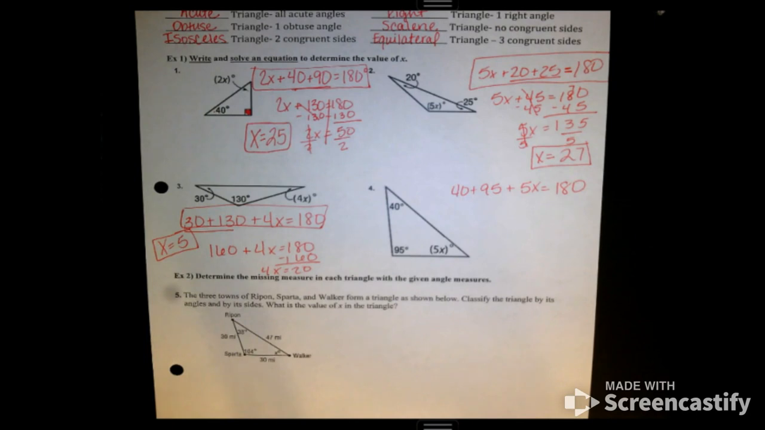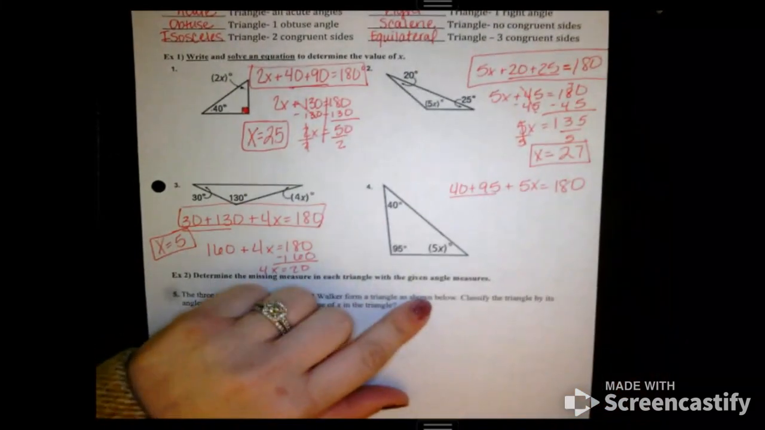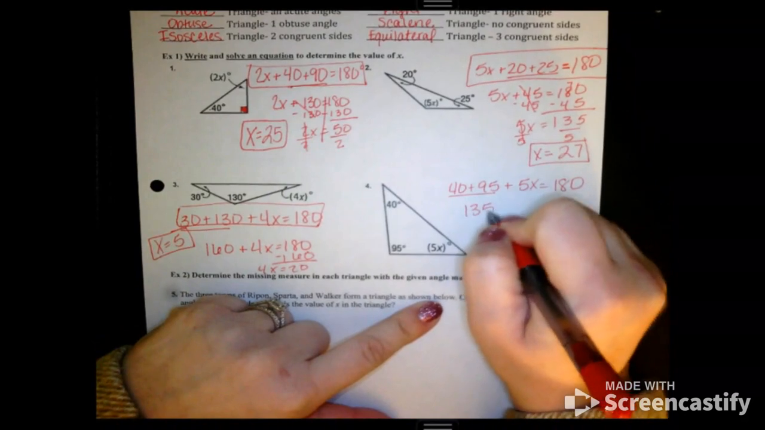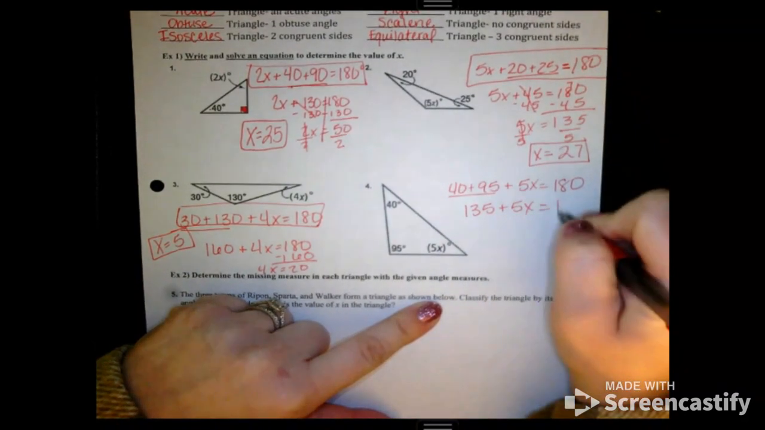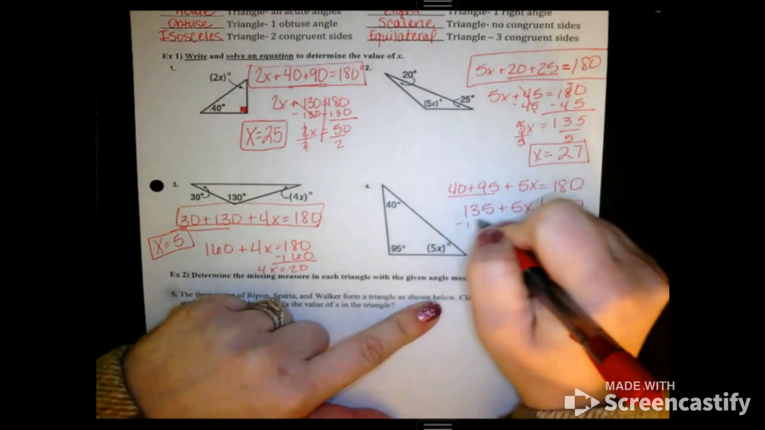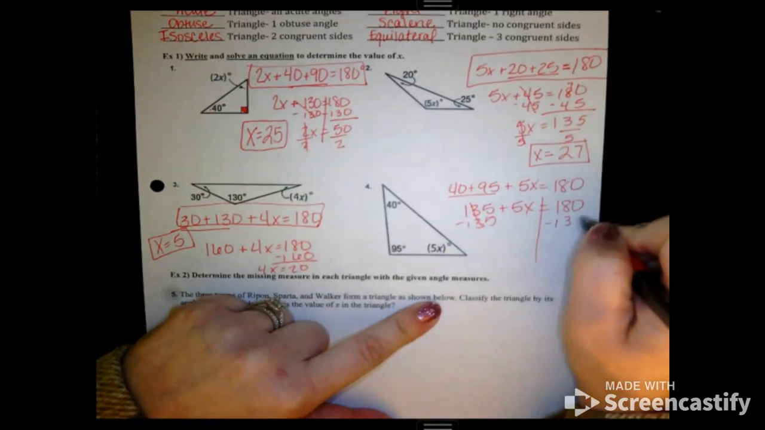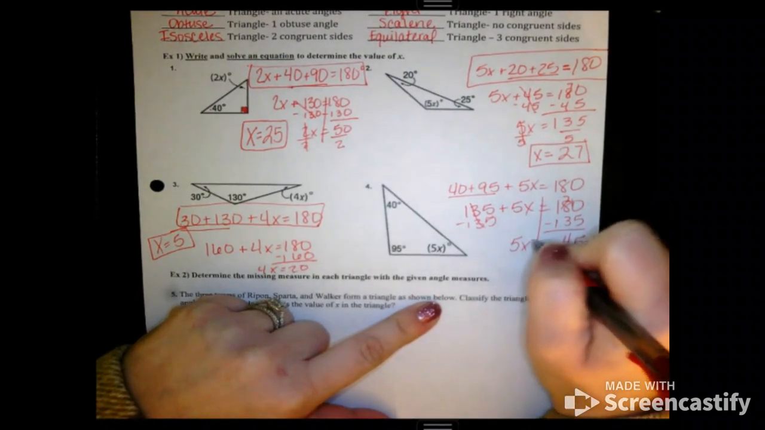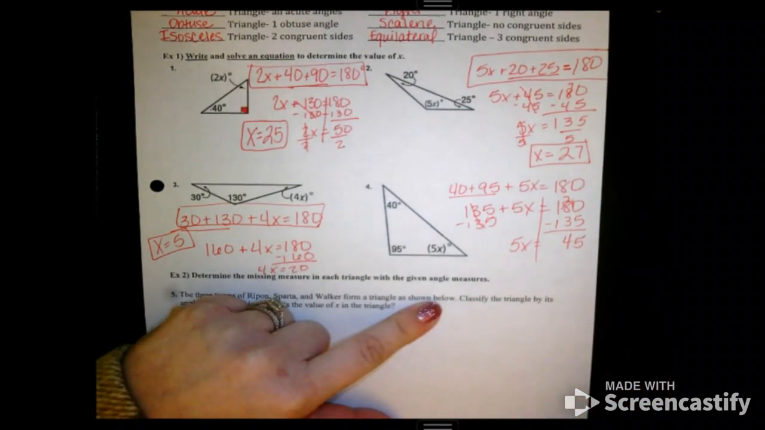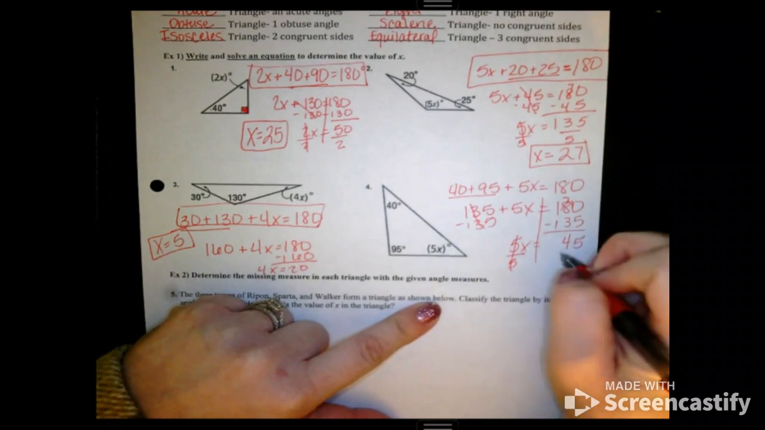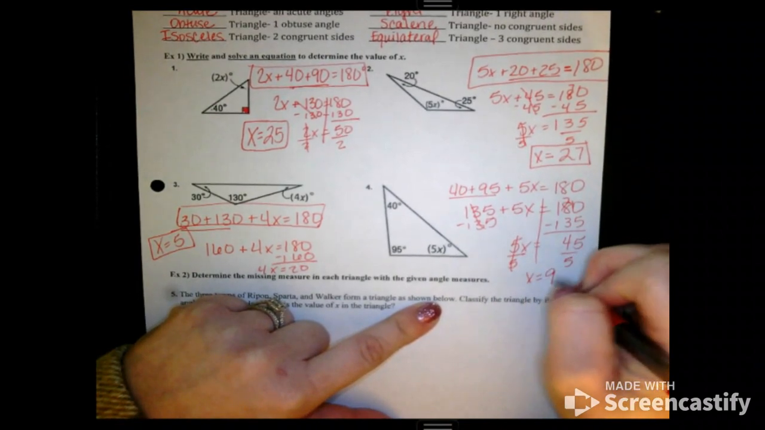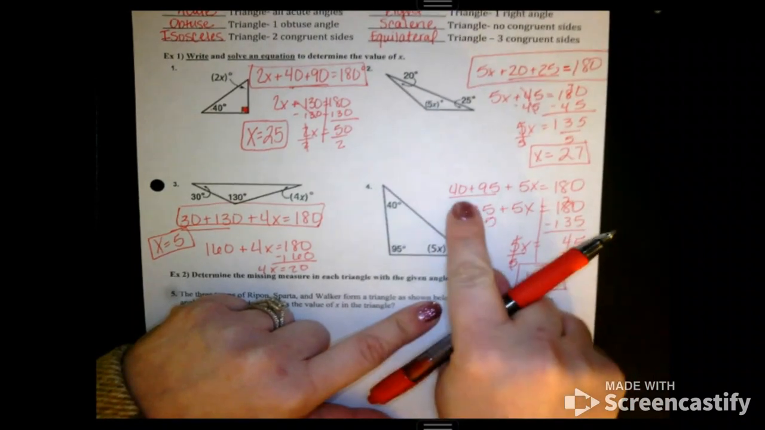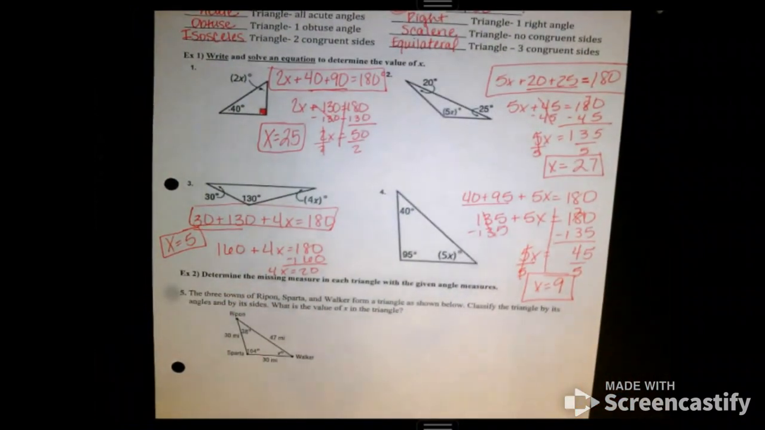Okay, what do we do first? What's our first step? 95 plus 40, which gives me what? 135. Then subtract 135 from 180. 45. Okay, then what? Divide by 5. Where do you get 135 from? Right here, adding 95 and 40.